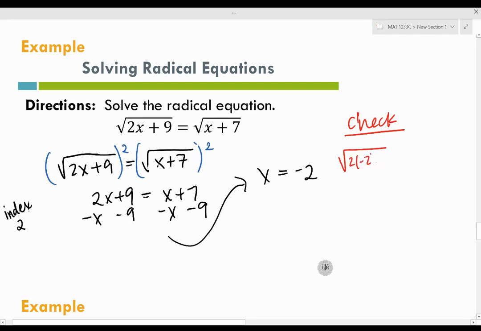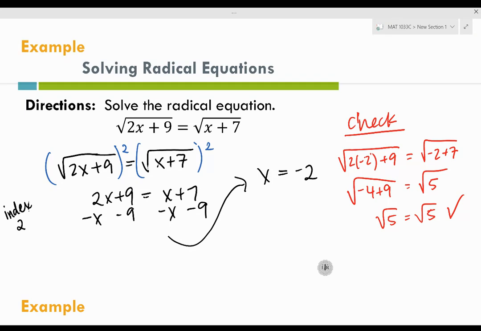2 times -2 plus 9 equals the square root of -2 plus 7. 2 times -2 is -4. -2 plus 7 is 5. -4 plus 9 is 5. The square root of 5 equals the square root of 5, so that's true. So we get to keep it. Our answer is x equals -2.